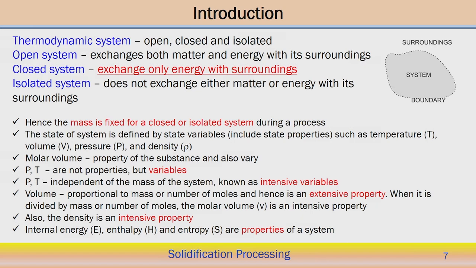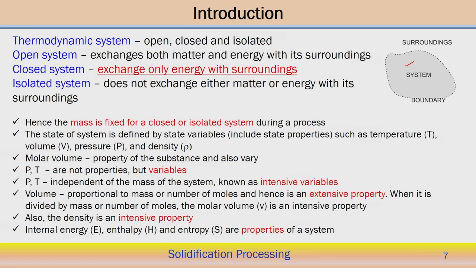For example, how can we define a thermodynamic system? There are three different types of thermodynamic system: open, closed and isolated. We can see the figure also. Here you can see that this is the system having some finite mass, and it is surrounded by the boundary. The system is defined by the boundary, and there is a surrounding. There might be some interaction of the system with the surroundings through the boundary. So this is the thermodynamically defined system.